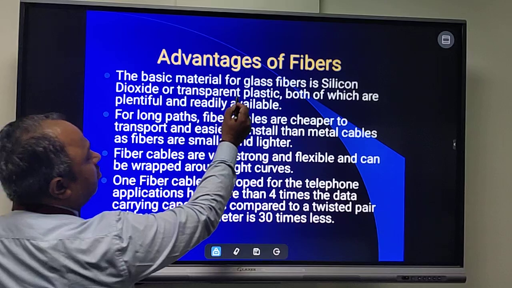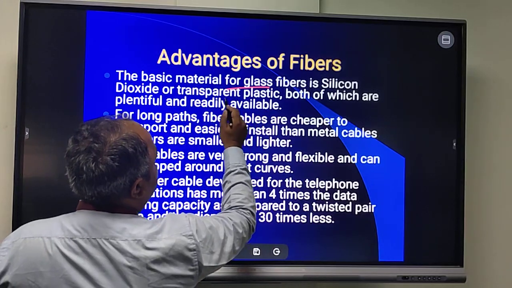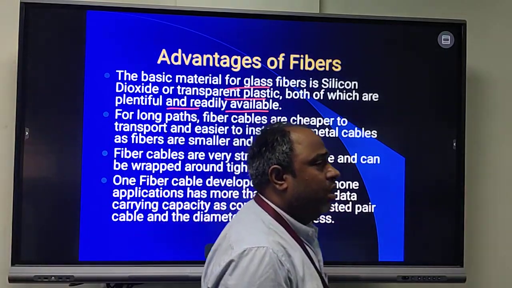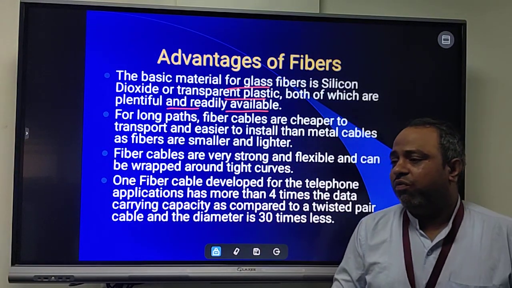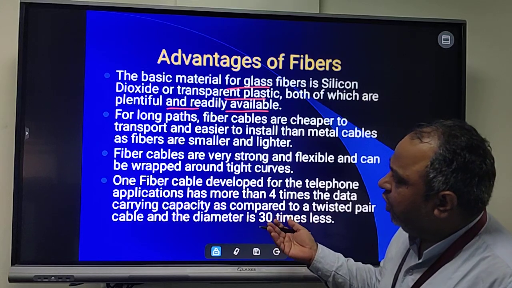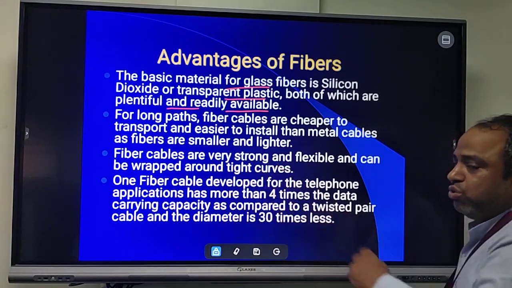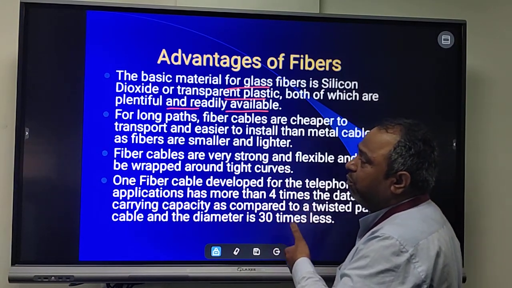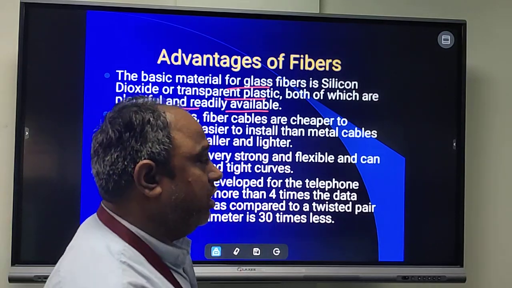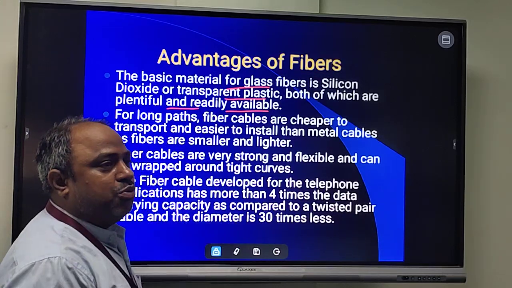The first advantage: the basic material used is glass fiber as silica, or it may be transparent plastic, both of which are plentiful and readily available. Because glass and silica are both available very efficiently and effectively, you never need to think whether the data is going effectively or not. You just check that the optical fiber transfers the data from the source to the destination without any lag, without any delay. So the optical signal traveling from the source to destination in this fiber is going very efficiently and effectively. That is the part which is utilized by the sources.